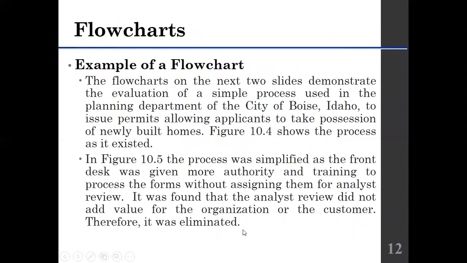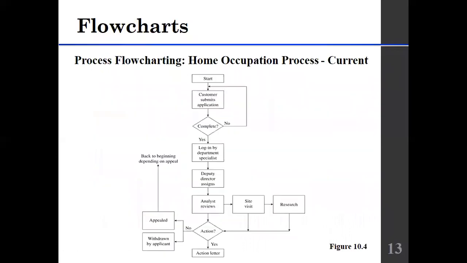Let's discuss an example of a flowchart. The flowcharts on the next two slides demonstrate the evaluation of a simple process used in the planning department of the city of Boise, Idaho to issue permits allowing applicants to take possession of newly built homes. We will discuss figure 10.4 that shows the process as it existed. In another figure, 10.5, the process was simplified as the front desk was given more authority and training to process the forms without assigning them for analyst review. It was found that the analyst review did not add value for the organization or the customer. Therefore, it was eliminated.